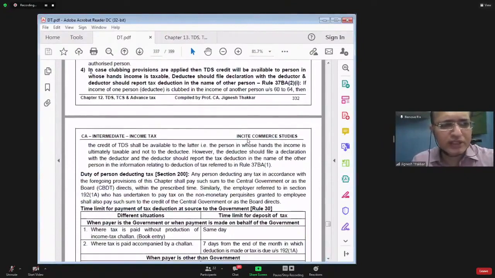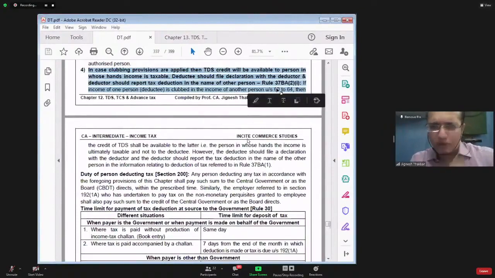Now this point is connected to the chapter of clubbing. So you know that income of a minor child is taxable in the hands of the parent. Which parent? Either father or mother, whosoever's income is higher.